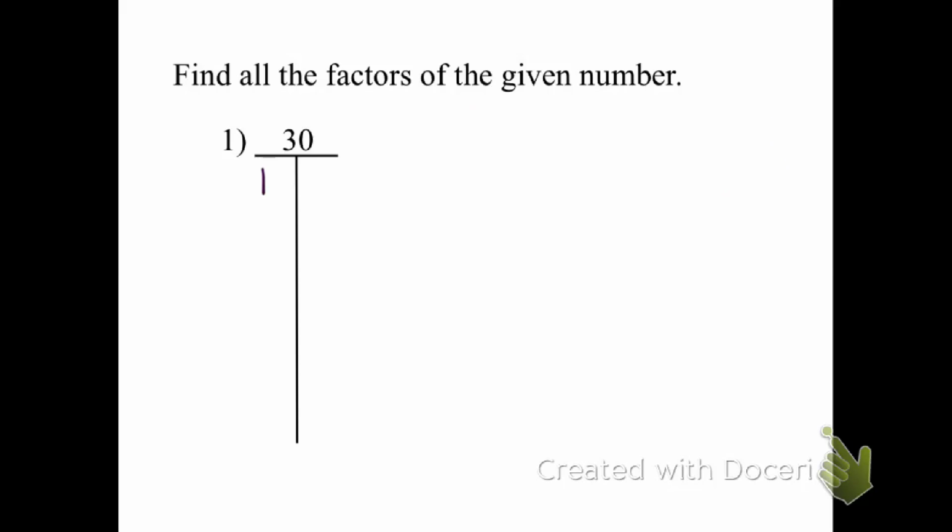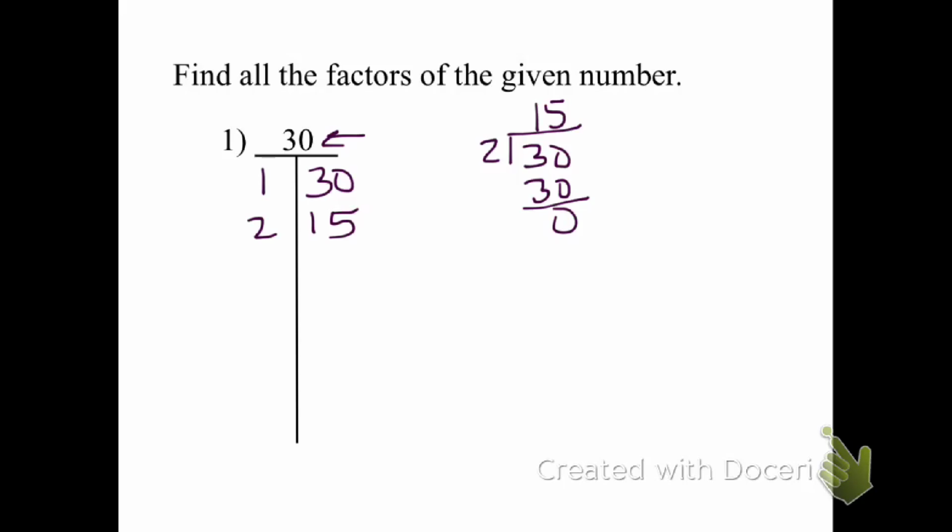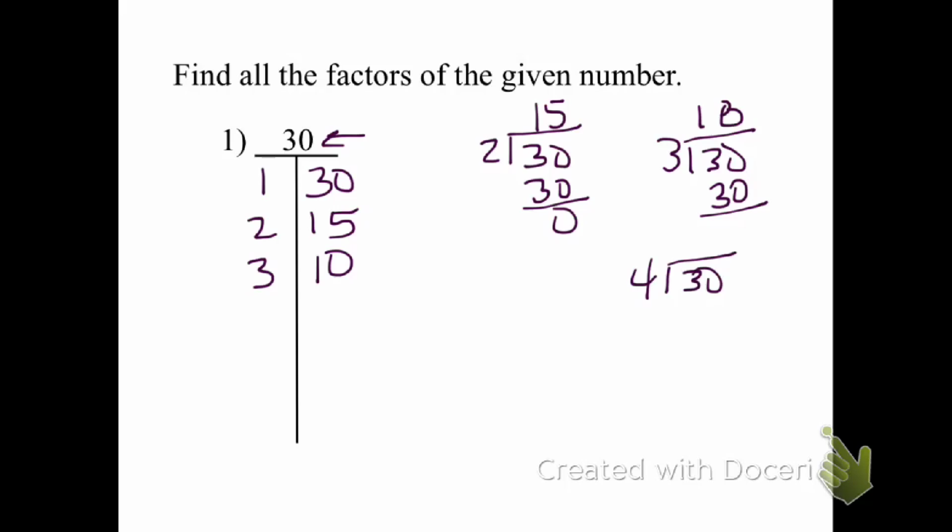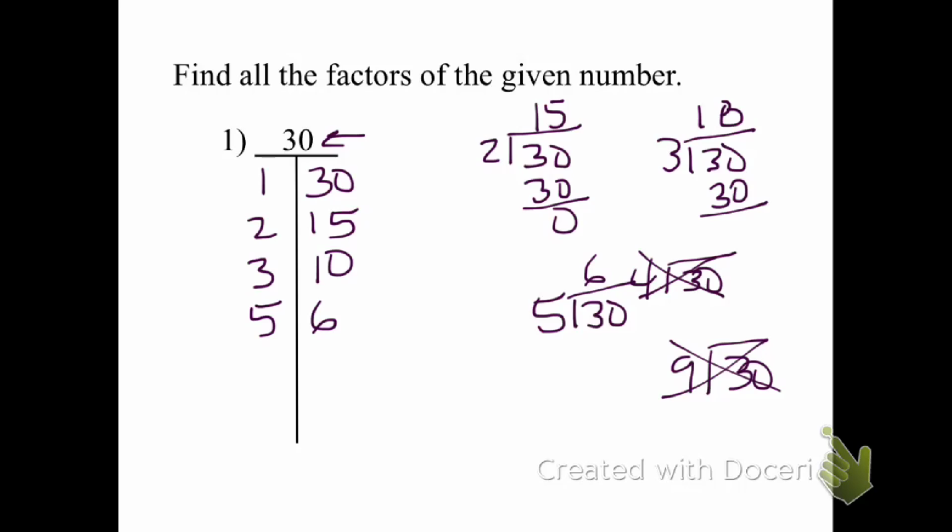So once again, you should have started with 1, because always 1 times 30. Now this ends in 0, so 2 divides into 30 and will give you 15. So I have 2 times 15. 3 can go into this, 3 times 10 is 30. Let's see, can 4 divide into 30? No. 5 can divide into 30 6 times, so 5 times 6. 7, 8, can 9 divide into 30? No. So, looks like we have all the factors, right?